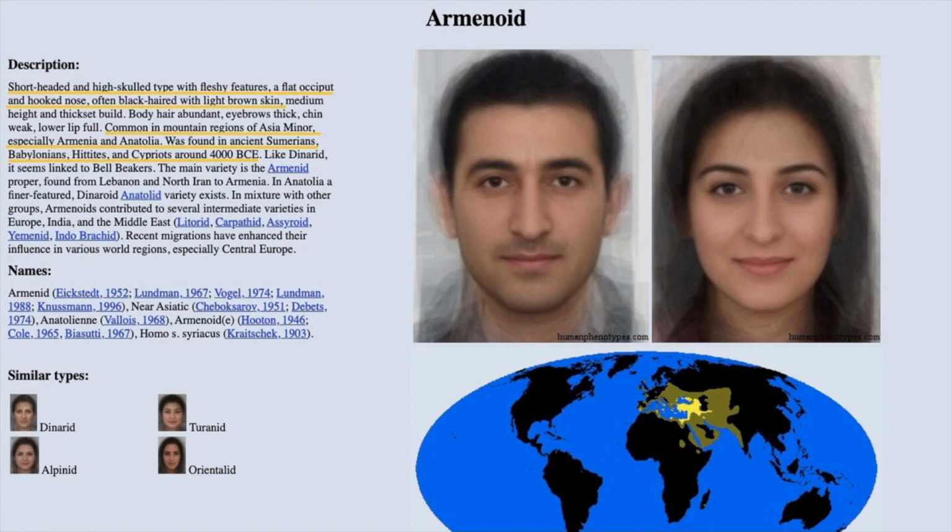So the Armenoid phenotype, just going over it really quick. Short-headed and high-skulled type with fleshy features, a flat occiput and hooked nose, often black-haired and with light brown skin, common in mountain regions of Asia Minor, especially Armenia and Anatolia. Found in ancient Sumerians, Babylonians like the Kassites, Hittites, and Cretans around 4000 BCE. This is likely the typical phenotype of what Togarmah's descendants looked like, this Armenoid phenotype. I consider it to be the Togarmah phenotype from Japheth.